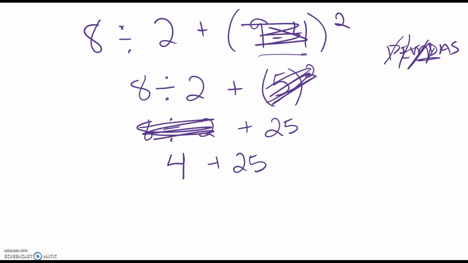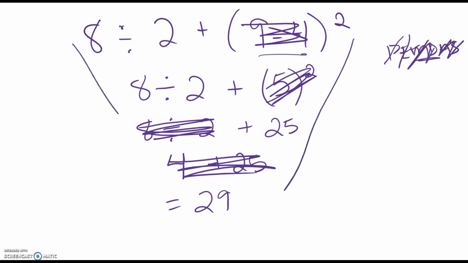I don't have any multiplication or division left. Last problem is 4 plus 25. So 4 plus 25 is 29. I have no math left to do. I've worked through every step of the problem. It's a very nice tornado shape, right? So that's my sign that I've done all of the steps.